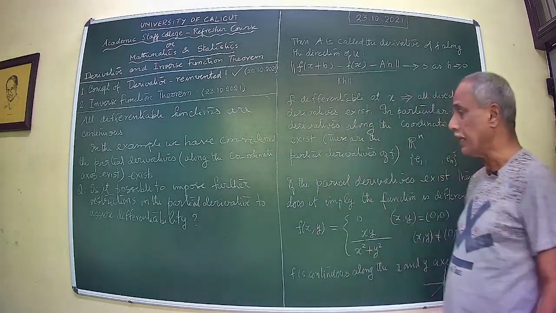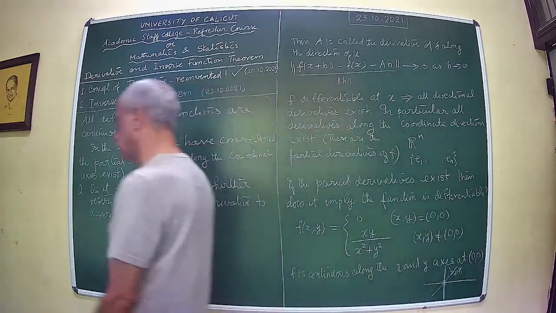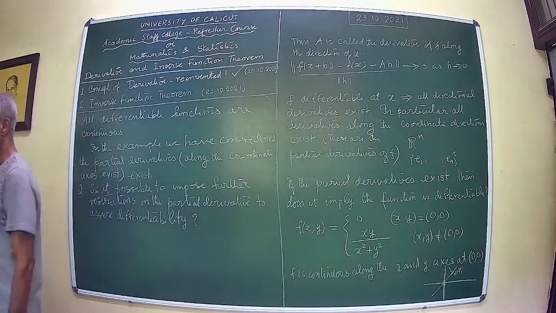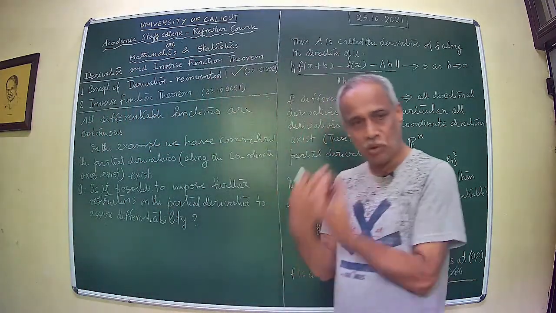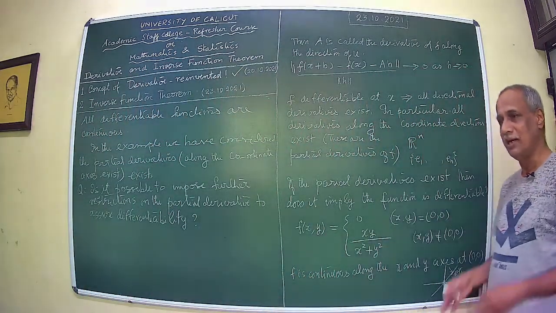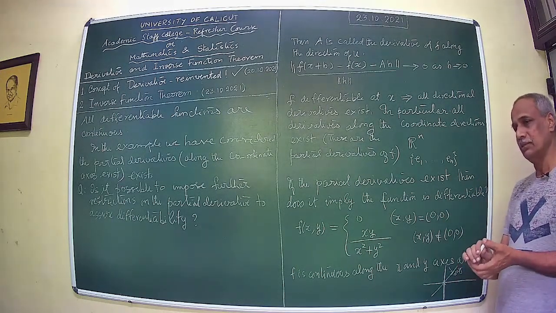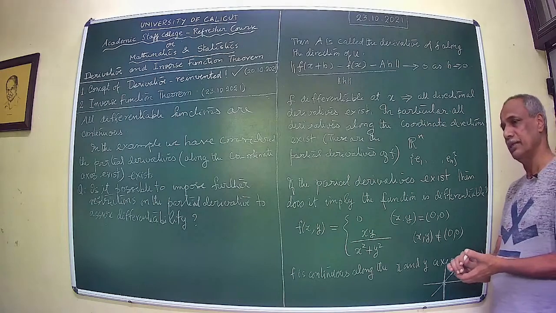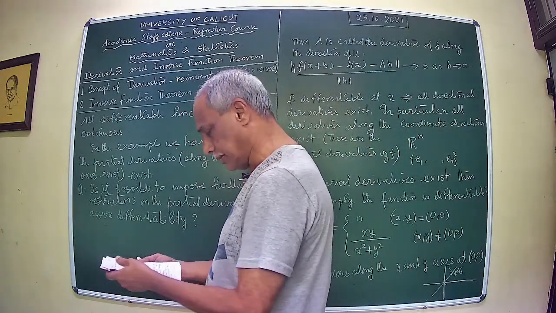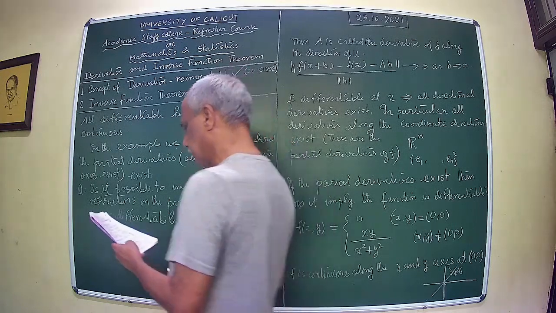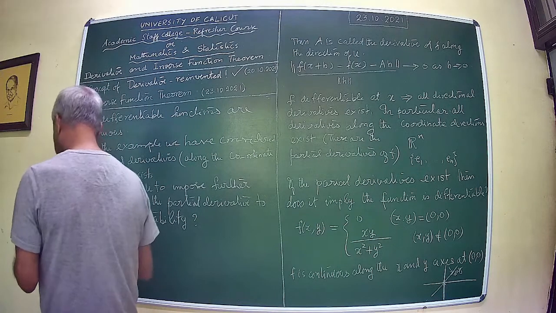Mere existence of partial derivatives is not going to assure you that the function is differentiable at a point. So, can you put in something more to the existence of partial derivatives, so that from that you can conclude the derivative exists? Now, this is done in the following theorem. I am not going to give the proof. So, let me just state the theorem.